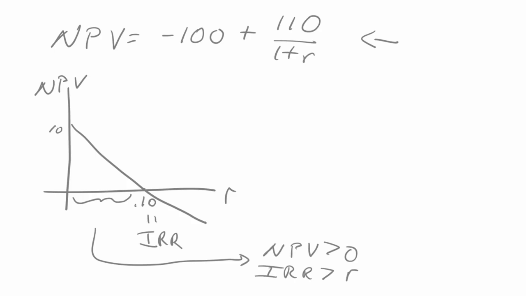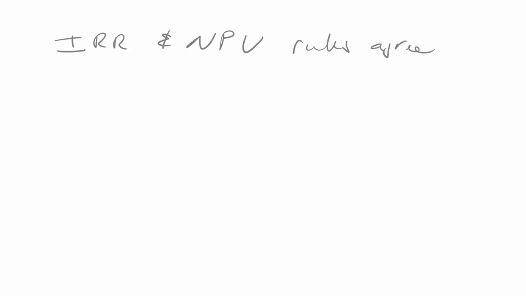If we look at this part of the graph, then the opposite is true, right? NPV is less than 0, and IRR lies below R. For this project, we can conclude IRR and NPV rules agree. Now that's for this project.